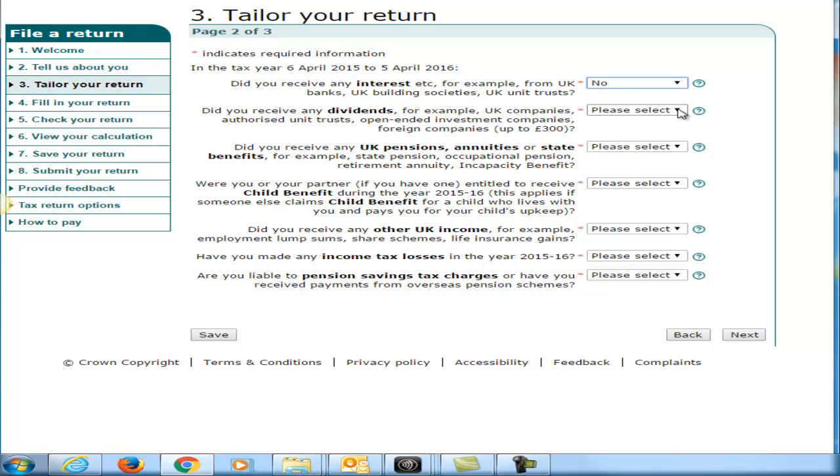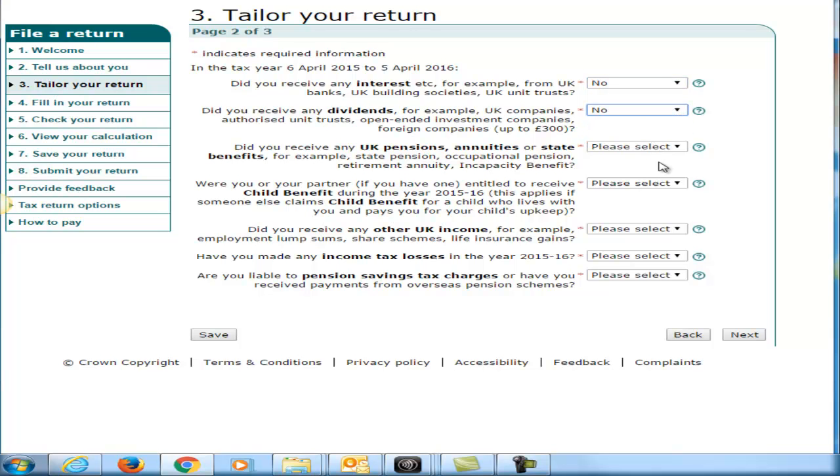Now, people that have shares in Santander or other foreign companies, if your income's only been up to £300, you don't bother filling in the foreign section. You can declare it here, but that's for small amounts. Most people, it's for the Santander bank because it's a Spanish bank.